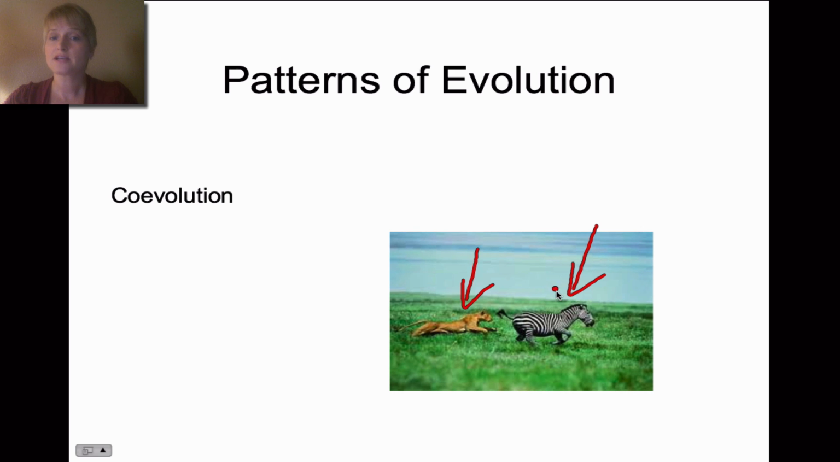Well, these guys co-evolved. The lion has to be really fast to catch the zebra, so it passes that trait on. And the zebra has to be fast to outrun the lion, so it passes that trait on. So they have co-evolved together. The faster lions reproduce more, the faster zebras reproduce more.